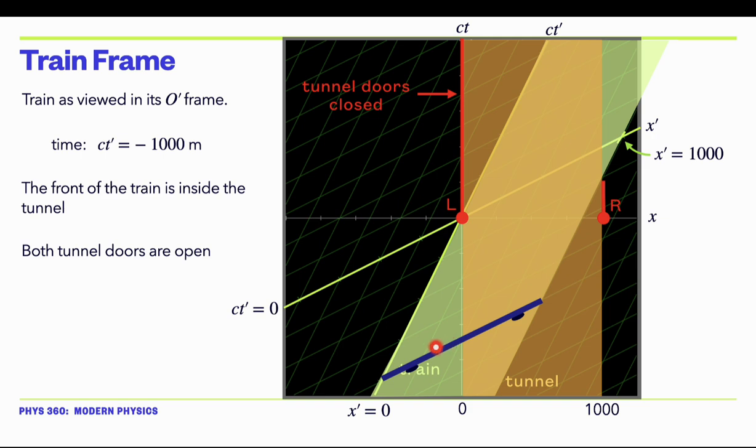The left part of the train here is to the left of the tunnel. So this part of the train is sticking out of the tunnel at this time, and about half of the train is actually inside the tunnel. Okay.